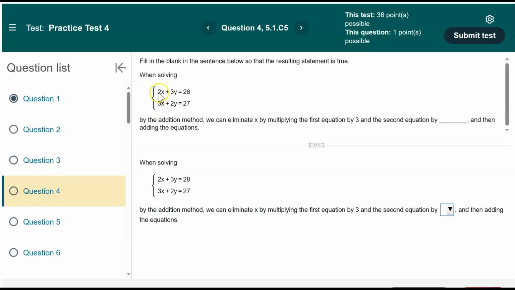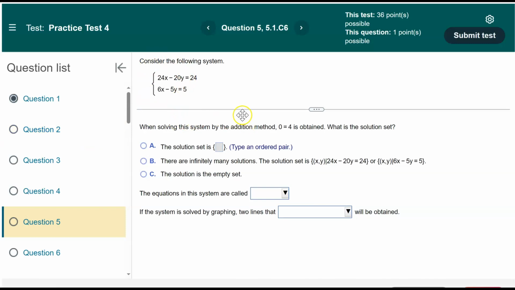In that way, you will have 6x here when you multiply this by 3, and -6x here when you multiply 3x by -2. So that when you add both of these equations, the sum for the two terms will be 0. Now consider the following system. We want to solve this system by addition method, and then we want to find the solution set.